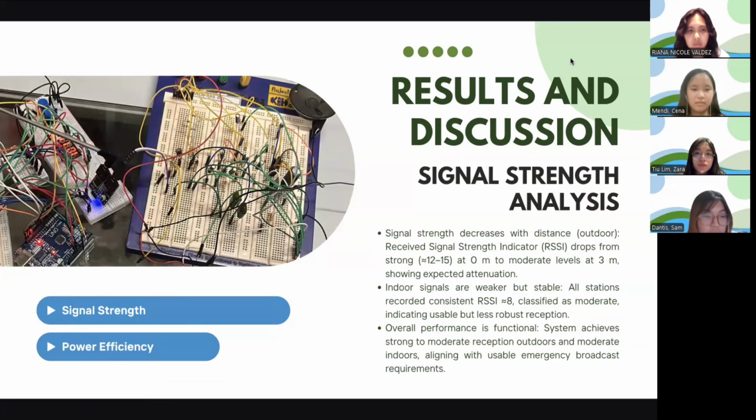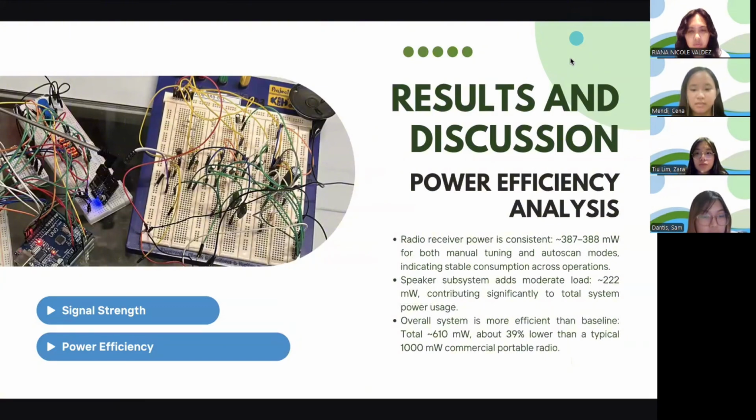And now for power efficiency testing, the radio receiver consumed around 388 milliwatts, similar in both manual tuning and auto scan modes, while the speaker subsystem consumed around 222 milliwatts. Despite this, the total system power was only 39% lower than a typical 1 watt commercial portable radio. The prototype has strong potential as an energy-efficient emergency device.